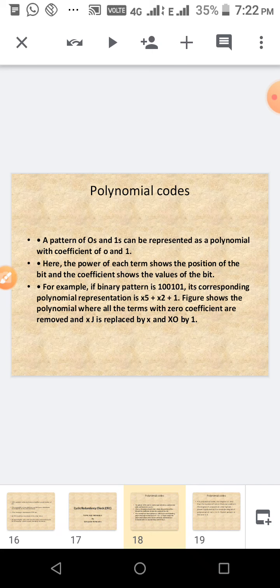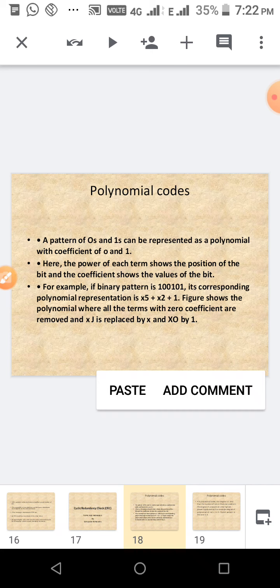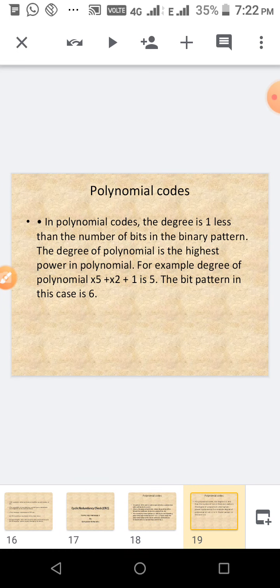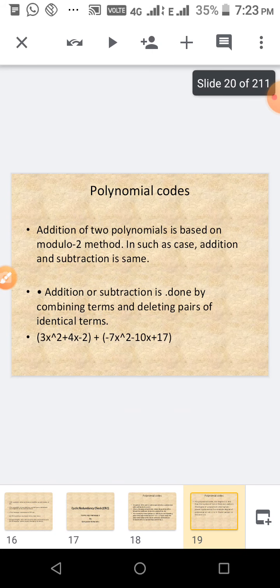For example, how will you convert the number 100101 into a polynomial? Wherever you have 1, that is replaced by the corresponding term with that position. Here the fifth position has 1, so we write x power 5, and in the second position we have 1, so x squared, and the x power 0 position, so 1 into x power 0, that is equivalent to 1. The degree of the polynomial is the highest degree. Okay, and then how will you add and subtract?